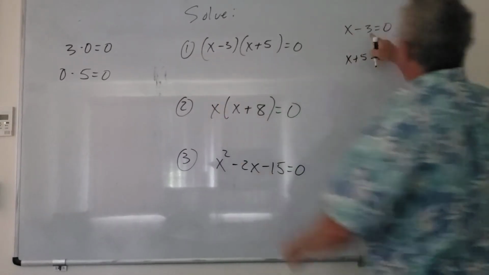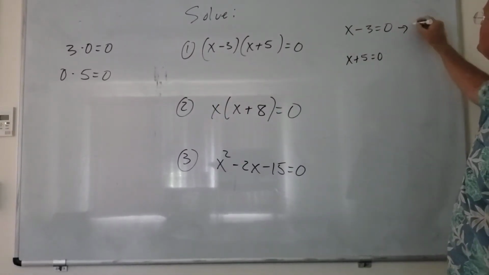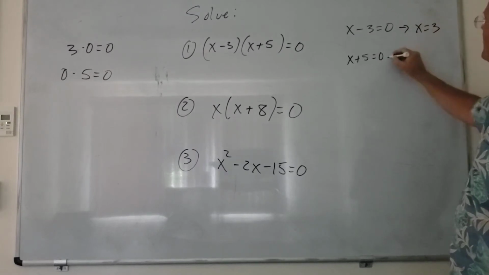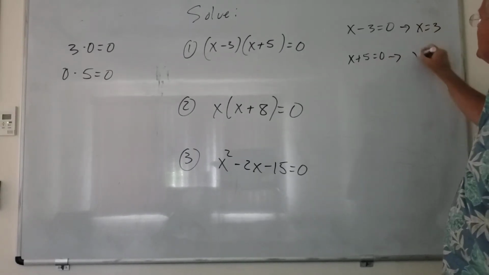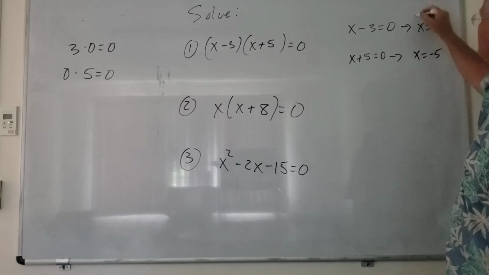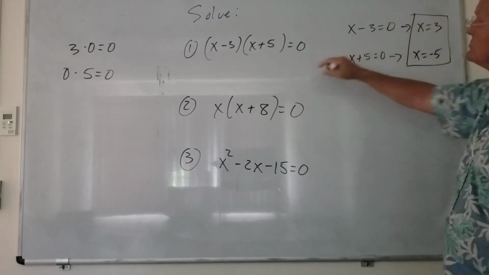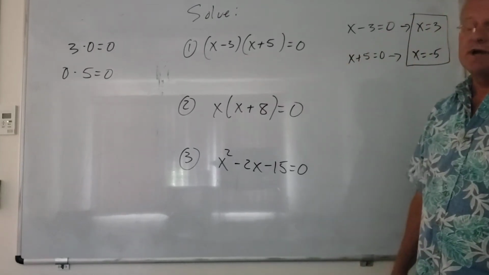And solve. When I add 3 to both sides, we get x equals 3. When I subtract 5, we get x equals negative 5. So these are the two solutions for this first equation.